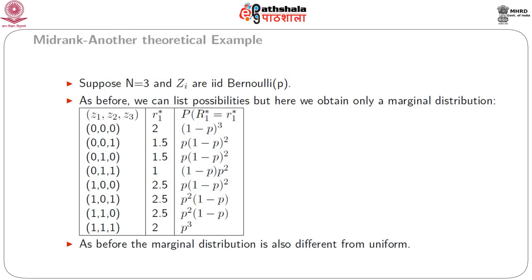Another theoretical example can also be constructed when we have three observations and each observation is independent Bernoulli P. Here also we find that corresponding to the realization 0, 0, 0 of Z1, Z2, Z3, we have the value of R1 star as 2 with corresponding probability 1 minus P whole cube, and when we have observations 0, 0, 1 for Z1, Z2, Z3, we get the corresponding probability as P into 1 minus P whole square, etc. Actually for n equal to 3, if the underlying distribution is continuous, the possible values of a rank are 1, 2 or 3, but in this case we have the possible values 1, 1.5, 2 and 2.5, and it is natural that the marginal distribution is different from discrete uniform.